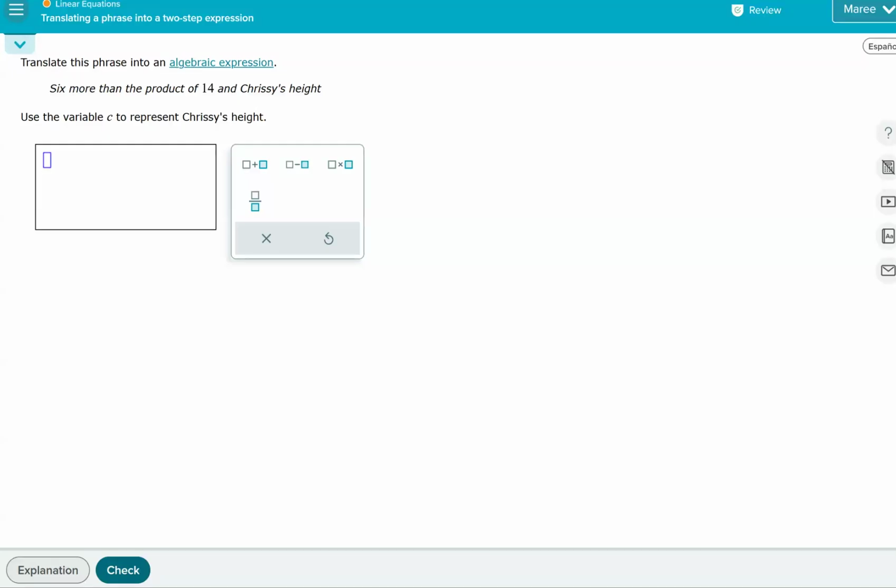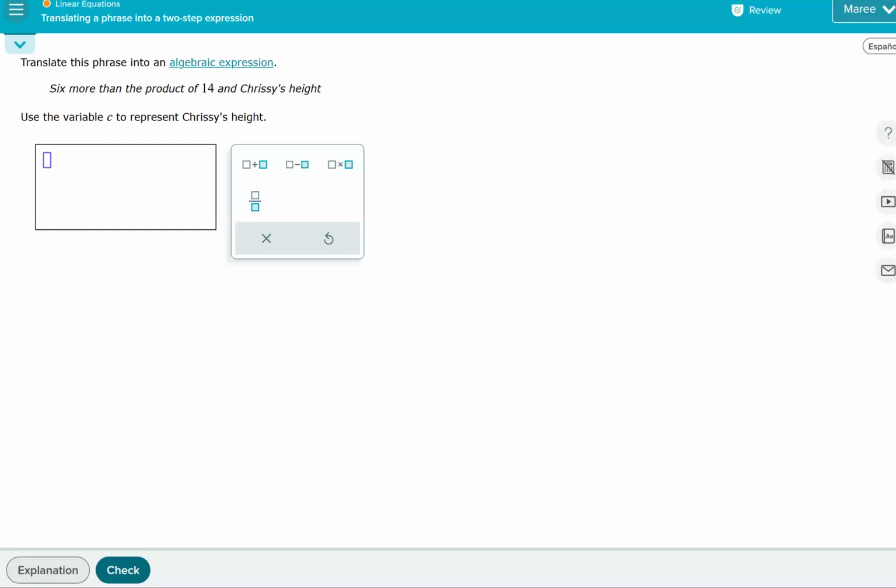This topic is called translating a phrase into a two-step expression. Because it's an expression, there's not going to be an equal sign. So we're just translating what they are saying. We're rewriting it. So we have to know a few vocabulary words.